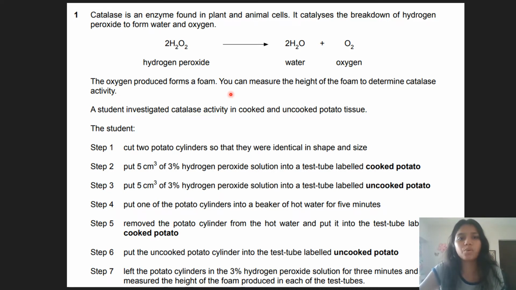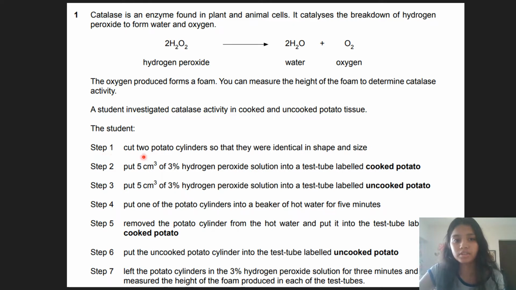Okay. So a student investigated catalase activity in cooked and uncooked potato tissue. So when you're looking at activity of an enzyme, you have to correlate this to the rate of reaction. Whatever you've learned in that chapter or whatever you know of that chapter, you correlate it to that. Okay? That is the factors that affect rate of reaction. That's temperature, surface area, pH, enzyme activity. So all of these will now come together like a jigsaw puzzle. Okay, so now these steps are really important.